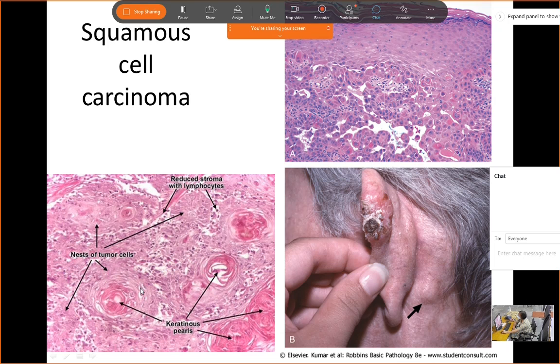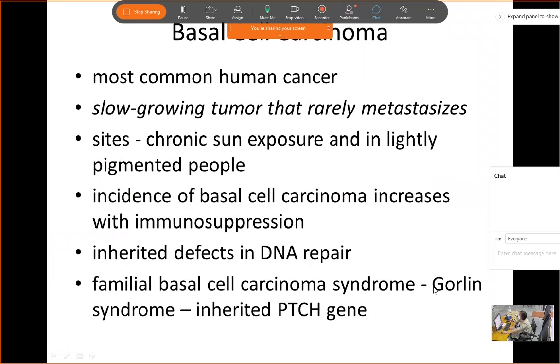Okay, and if we see deeper down, there are keratin pearls, these are nests of tumor cells, and the stroma is less with a little bit of inflammatory cells, we know for certain we are dealing with a squamous cell carcinoma. And FNAC from the lymph node can show us that the same squamous cells are there in the lymph node. That means this is a squamous cell carcinoma of the earlobe with metastasis to the posterior auricular lymph node.